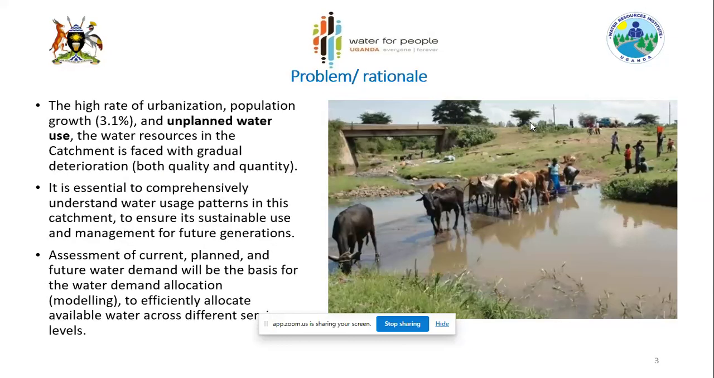And on the right, this photo is a classic example of competing water users in the catchment. This is a photo taken from Chitagwenda district, and we can visibly see that even in the rural areas, you have animals competing for water with human beings, and you also have people washing at the same location, which can really bring out the problem that we have in the Mpanga catchment.